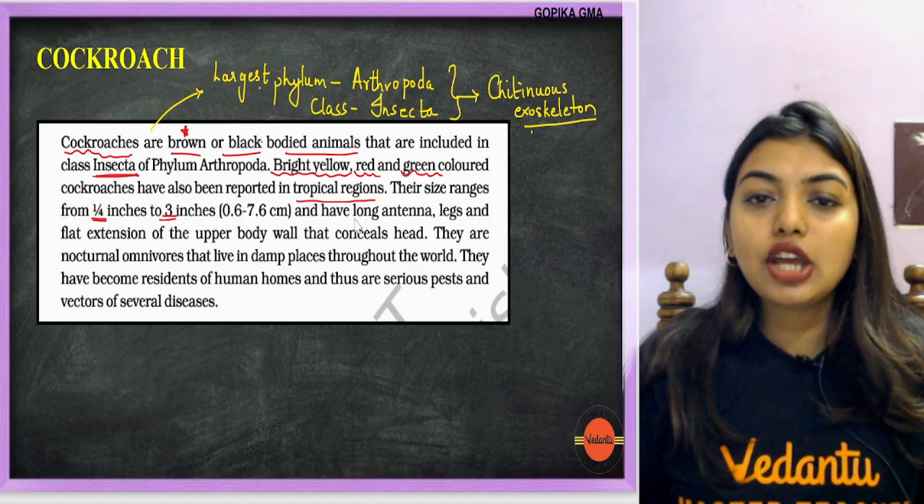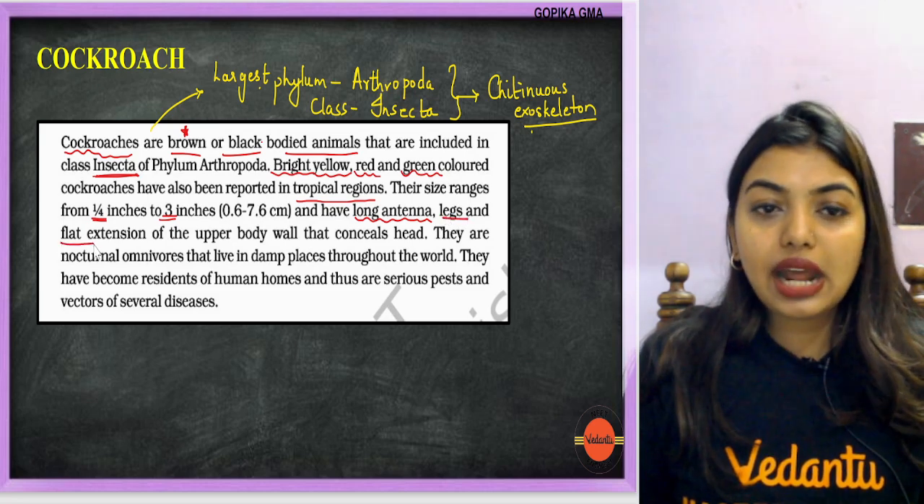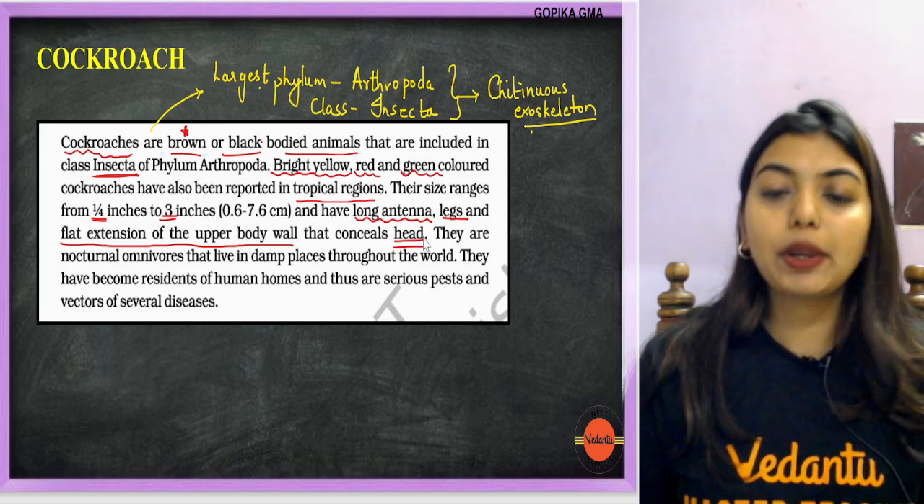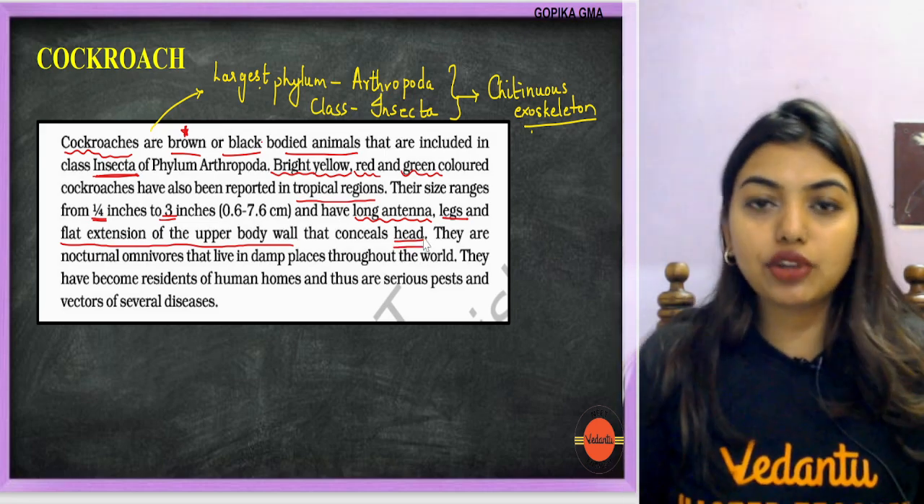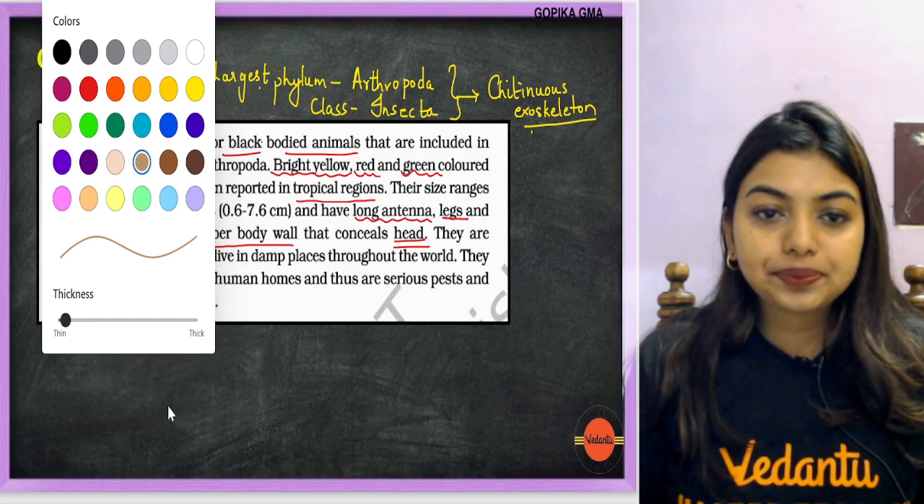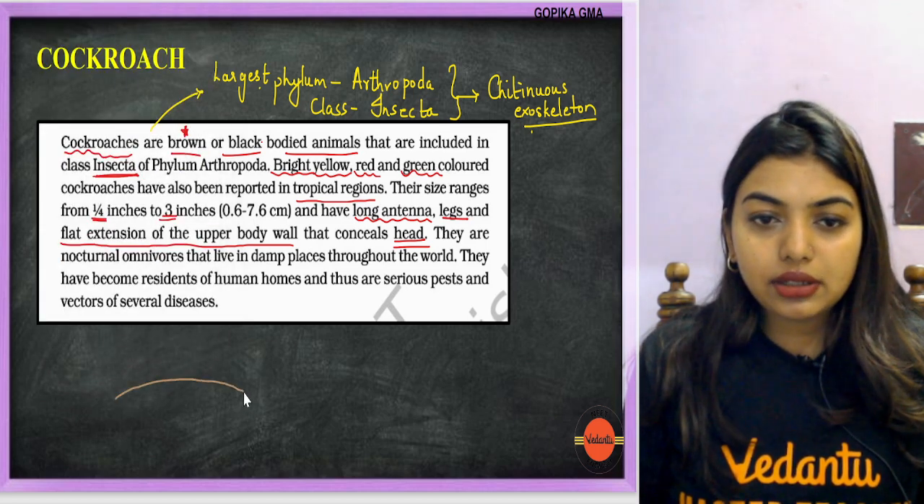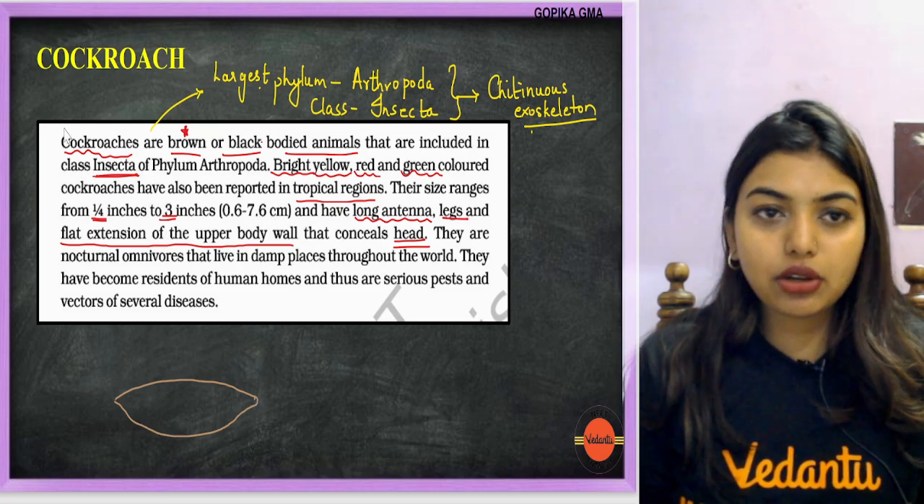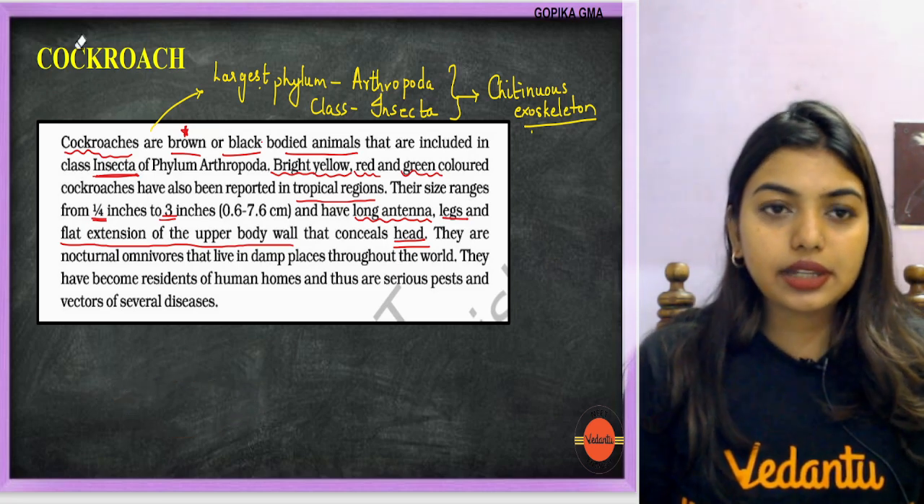So they have long antennae, legs and flat extensions of the upper body wall that conceal the head, okay? They have long antennae. If all of you have seen the cockroach, if you want me to draw a cockroach, I think it should be visible, okay? This is how the body will be. I'm drawing a 3-inch, a bigger cockroach. One second.